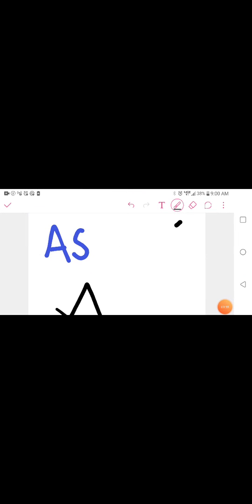So now we have a triangle. Let's say this side is still congruent. Oh, sorry about that. Phone keeps doing that. And this time that angle's congruent. Well, let's see what happens.